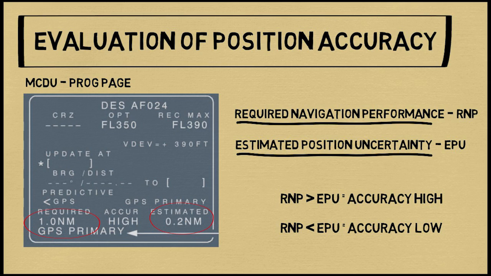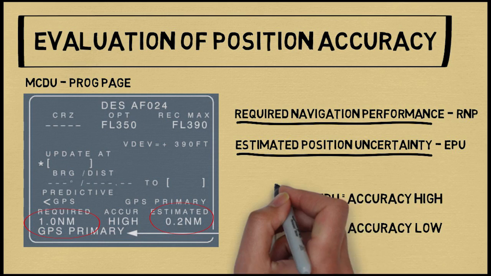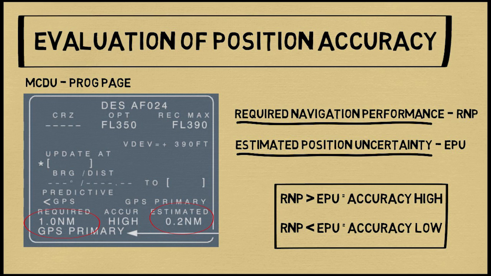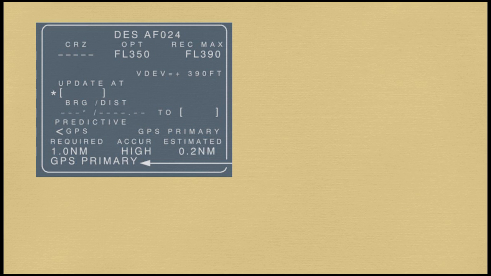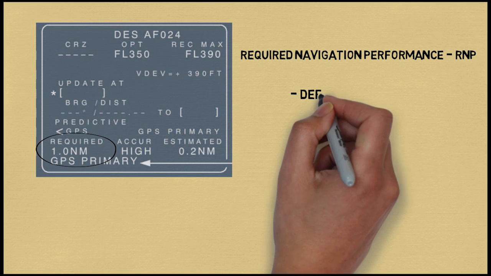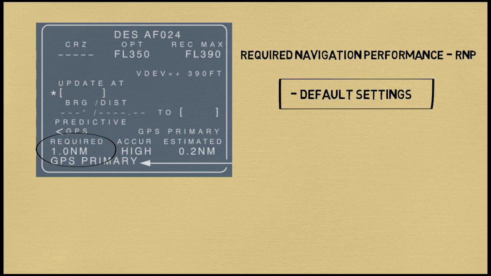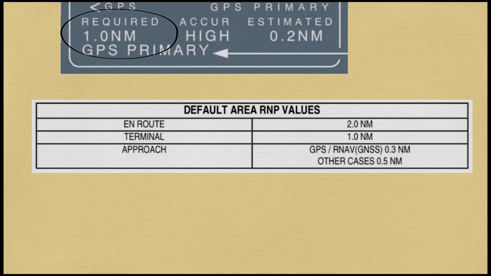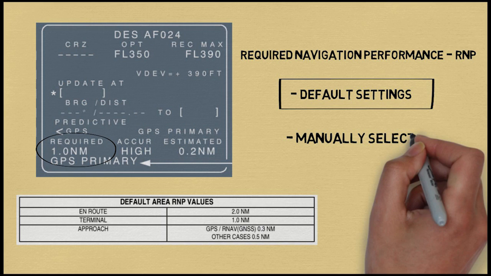If the required is higher than estimated, accuracy is high. If required is lower than estimated, accuracy is low. The required field uses default settings. These default settings depend on the phase of flight and appear automatically. Or they can be manually selected.